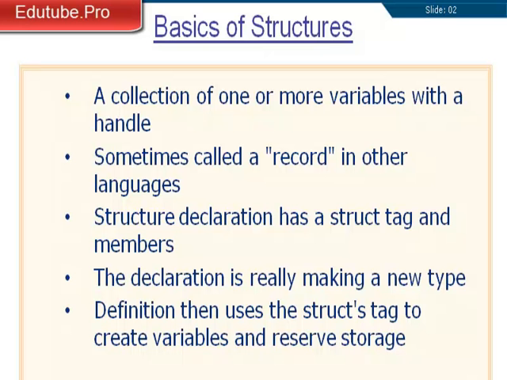A structure declaration has a struct tag and members. The tag is optional, but if you leave the tag off, then you can't do anything else with that structure definition other than what you have right there at the beginning. We're going to see that here in just a second, make that a little more clear. As I said, the declaration of a struct is really making a new type of variable that we can then define wherever we need to. The definition, when we create the new variable, uses the struct's tag to understand what kind of thing, what type, we want to create. It then makes up appropriate variables and reserves storage for the new type.